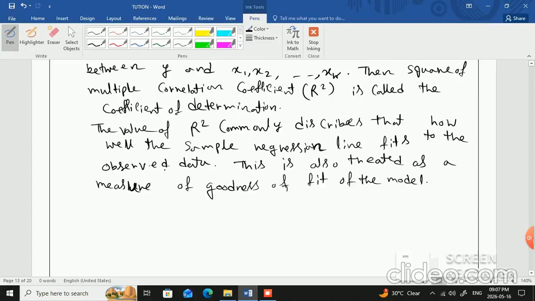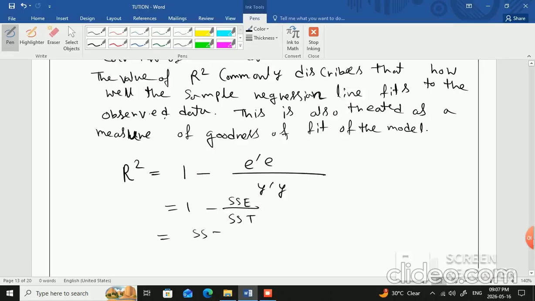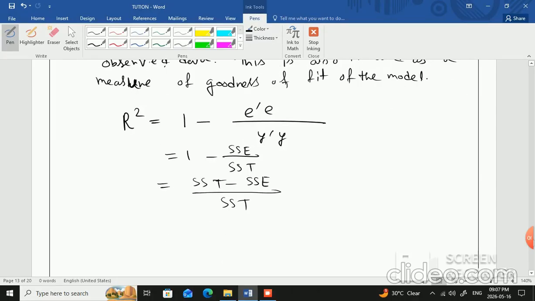And mathematically it is denoted by R square, that equal to 1 minus E dashed E by Y dashed Y. E dashed E means sum square error and Y dash Y means sum square total. After LCM we get sum square total minus sum square error by sum square total. Sum square total minus sum square error is sum square regression by sum square total.